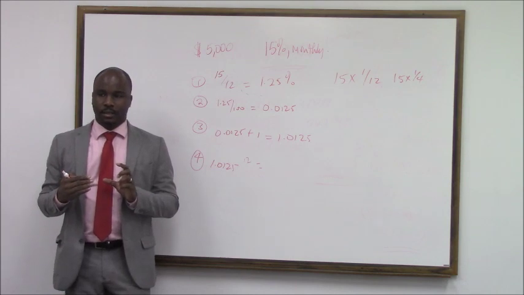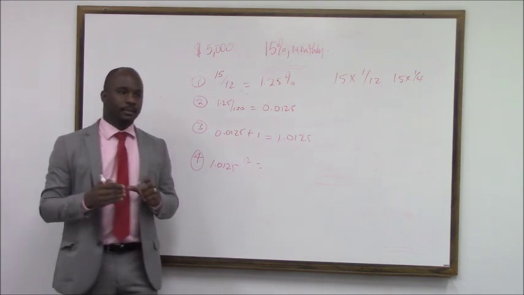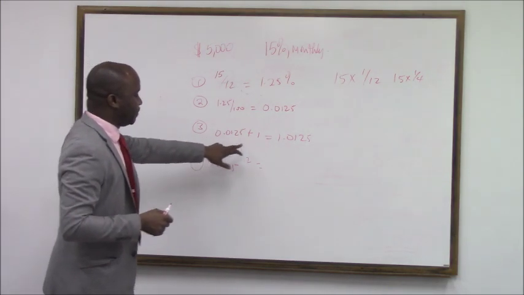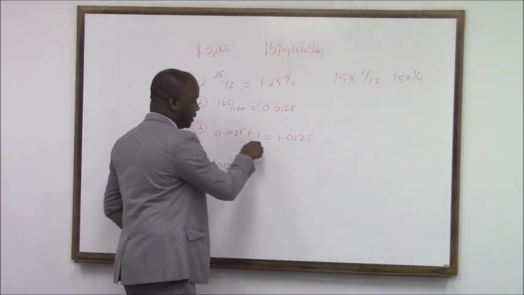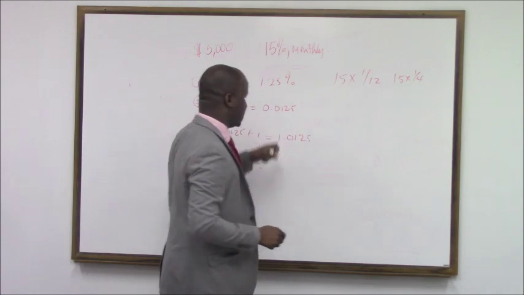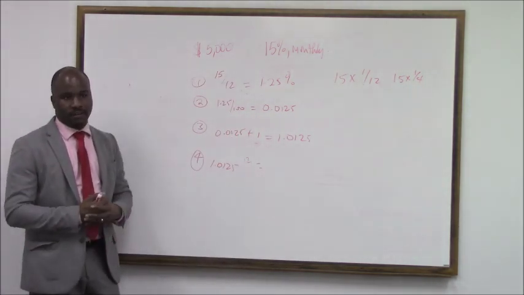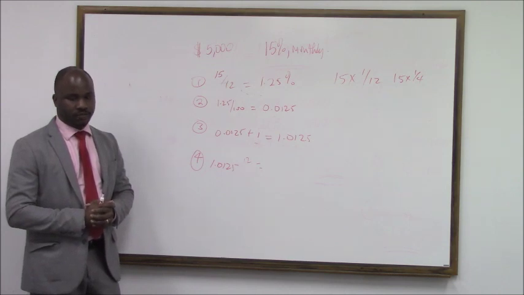Clear? Okay, good. So 0.0125 plus, and that's why we add the 1 here, because we need to multiply this but not get a lesser amount. So you get 1.0125. We good so far?